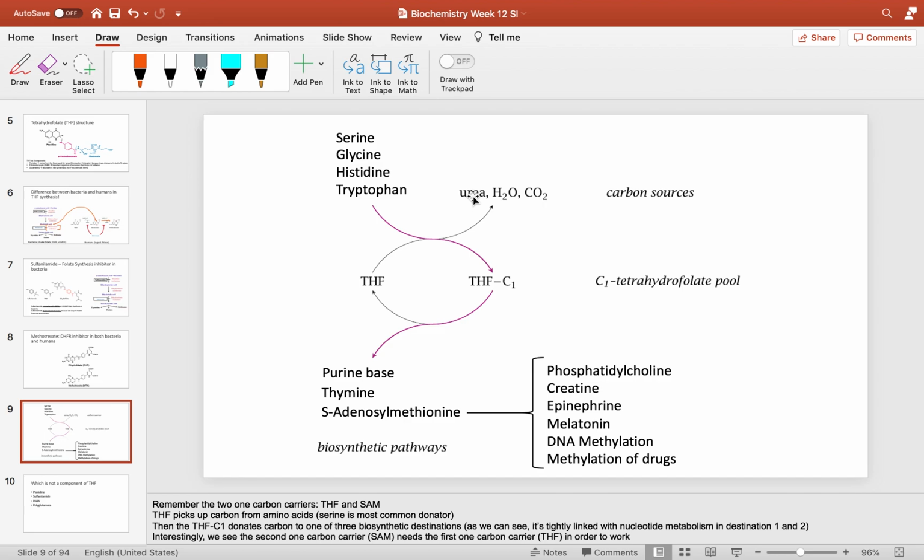But it is toxic, so we need to neutralize it. But the THF picks up the good stuff, which is the carbon. So now we have THF-C1, which basically means THF with the carbon on it. Now this compound can go on to do big things.